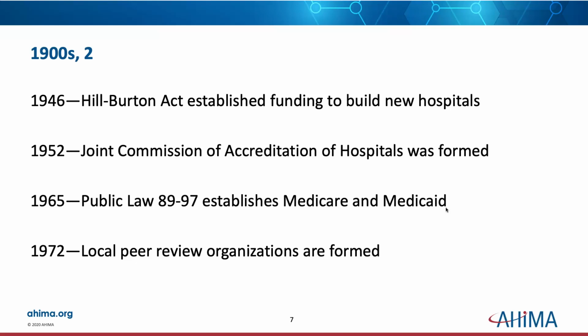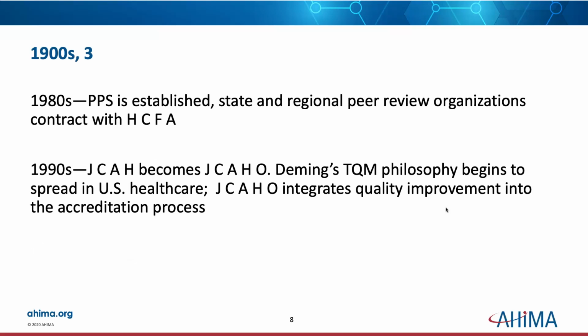We've got 1952 with Joint Commission being formed, 1965 where Medicare and Medicaid were established, 1972 when peer review organizations are now formed. 1980s, we get to prospective payment systems. 1990s, Joint Commission reinvents itself for the first time of many times over, and they start integrating quality improvement. It was where Deming's TQM philosophy finally is catching on, becoming a little more popular.